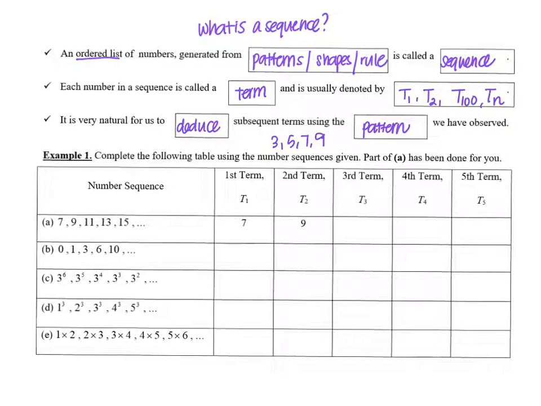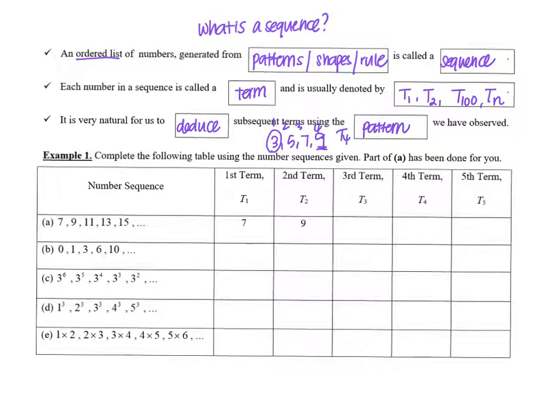Now, if that's the case, then we'll know that 3 is actually the first term that started the sequence. This is called term 1, T1. So like that, what would 9 be? 9 will be actually the 1, 2, 3, the fourth term. So this will be term 4, T4.